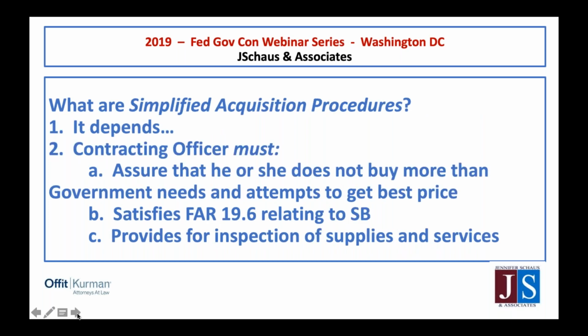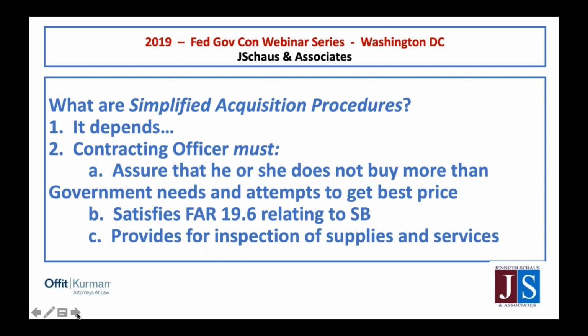All right, so what are the simplified acquisition procedures? And people hate when I say this, but it sort of depends. Before we talk about what procedures can be used generally, let's talk about what the FAR indicates a contracting officer has to do when employing SAP.